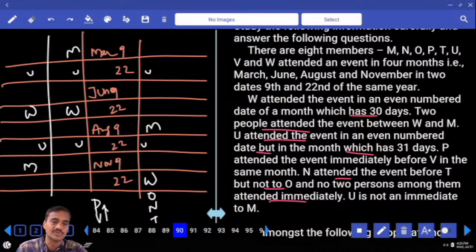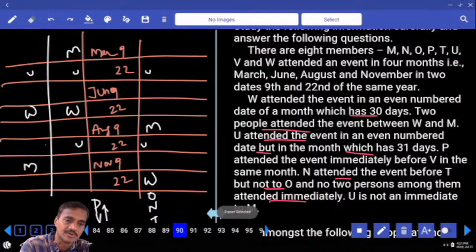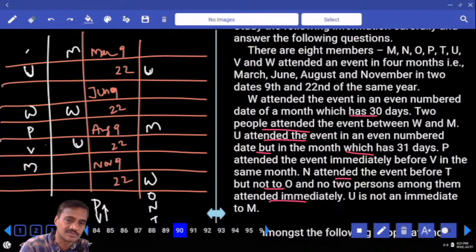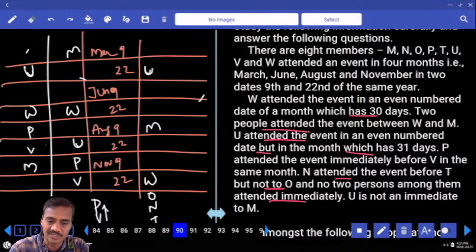U is not immediate to M. Now in this case, U cannot be here, and U cannot be at this point. Now all the 3 we have, and the position of U is also clearly determined. Then next one, U is here, then P and V must be in the same month as well. P is immediately before V. And cannot be in the month of March, June, August, P and V must be here. And P cannot be here, P must be November. In this case, P can be either here or here, 2 possibilities.